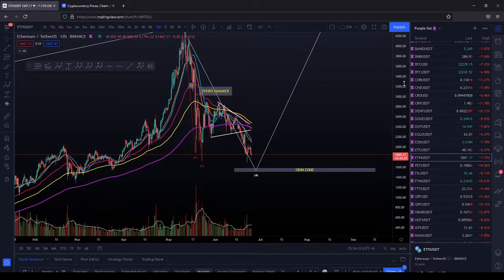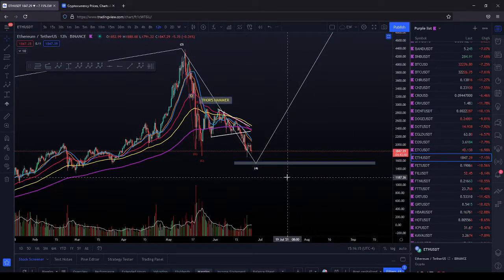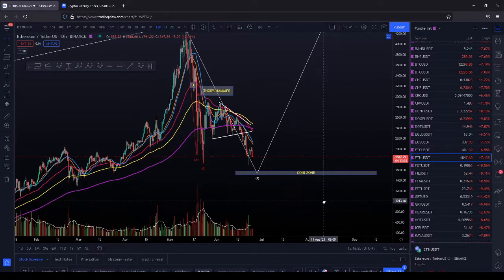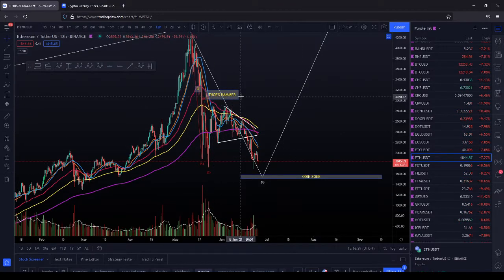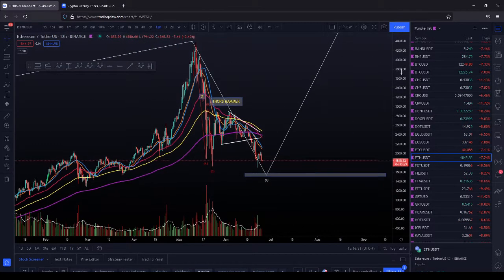I've been part of the marginal amount of people that's been calling for Ethereum to go under 1650, basically. It's not a very popular count. I'm a bit disappointed that I didn't hit on the Thor's hammer.